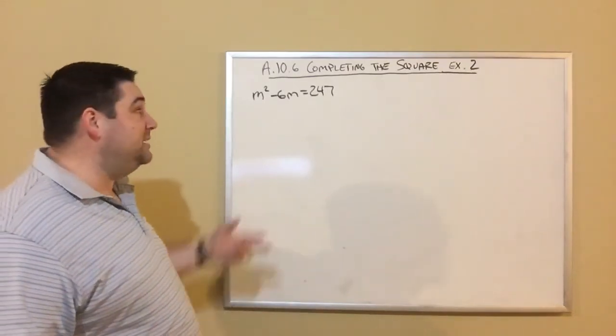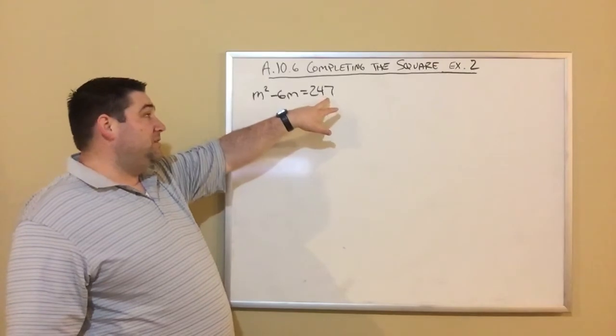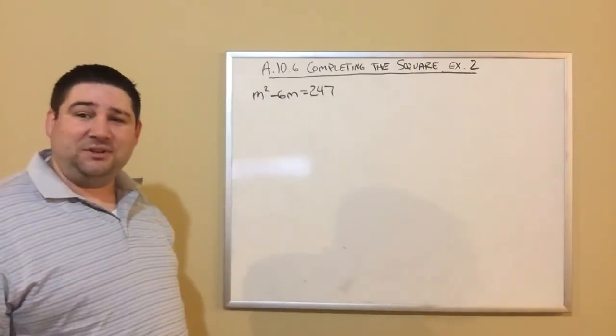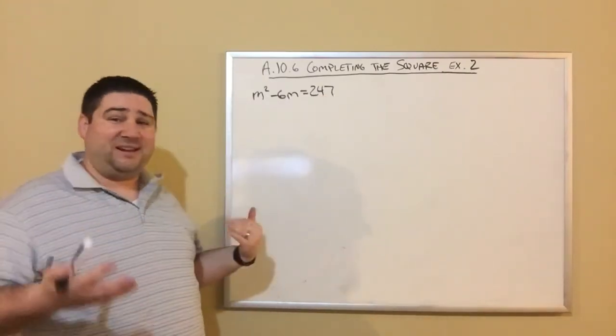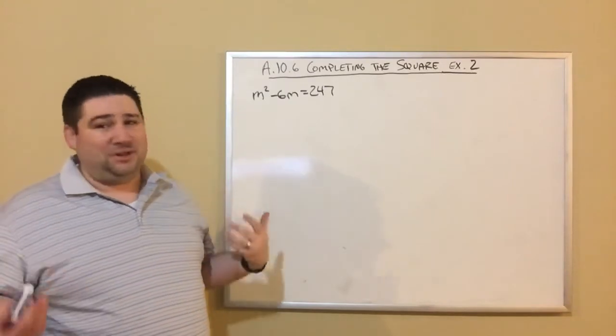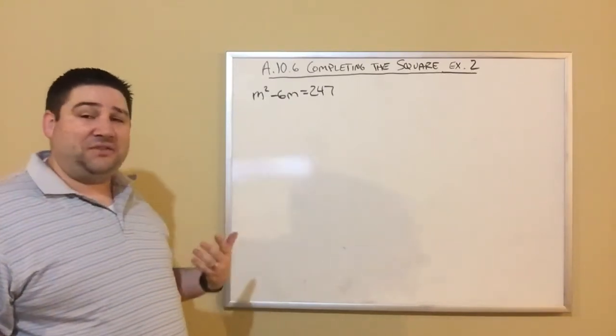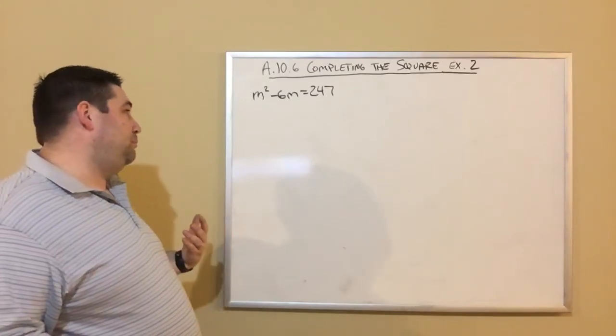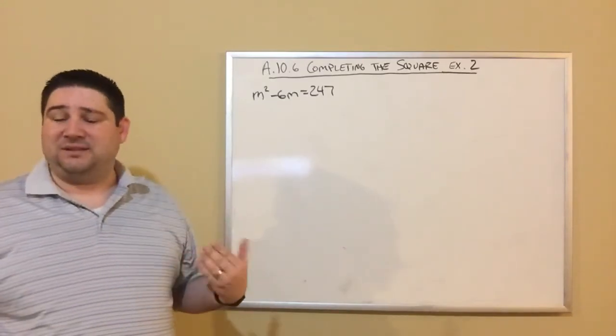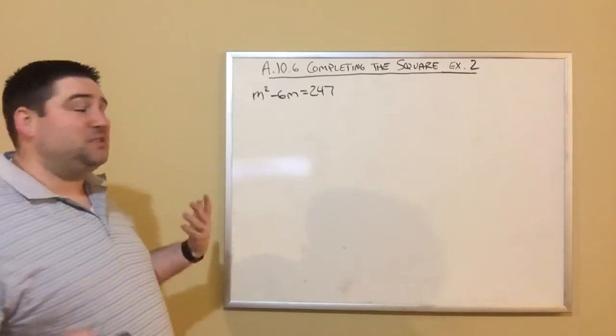The problem is you need to know the factors of 247. You need to know numbers that you can multiply together to get 247. I don't really know that off the top of my head. Obviously, I could play around with my calculator and eventually figure it out. But you could just solve this by completing the square and not worry about that. And that's what we're going to do here.